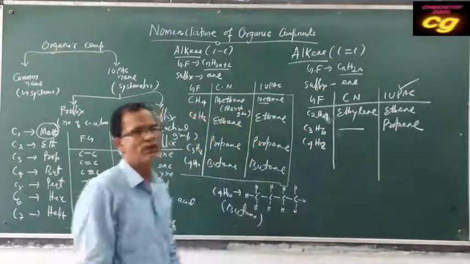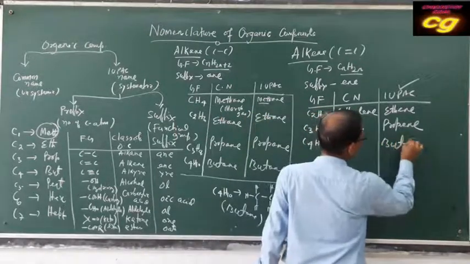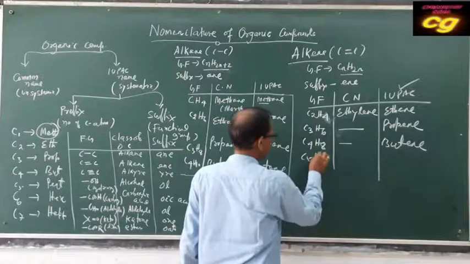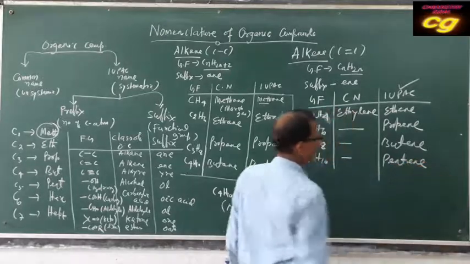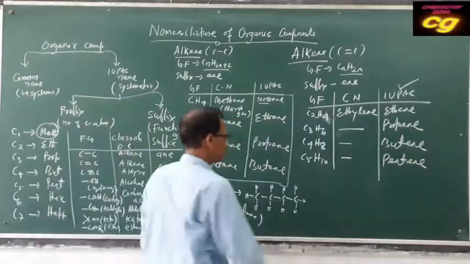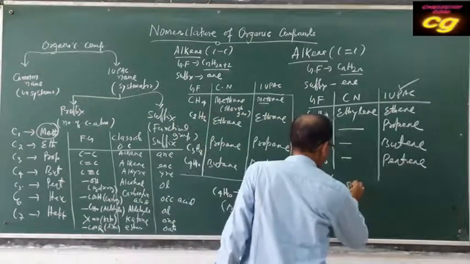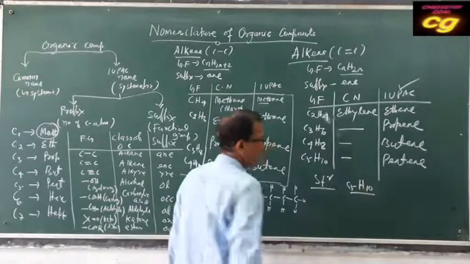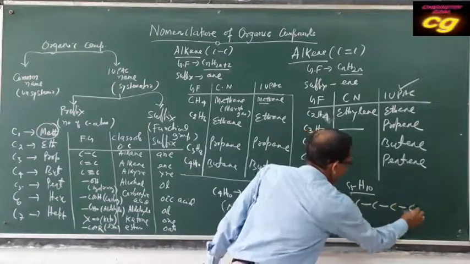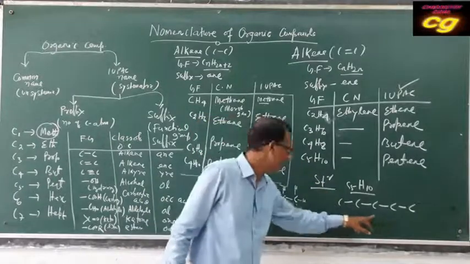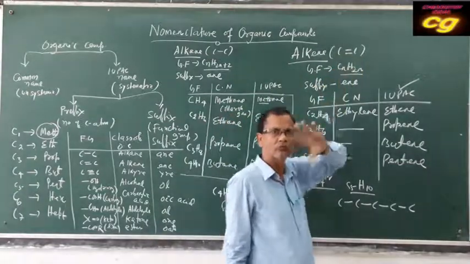Then C4H8. As it has 4 carbon, it is called butene. And C5H10 is called pentene. So what is the structure? Let us take one example, C5H10. For this you have to draw 5 carbon like this. As C5, you take 5 carbon. Then, as it is alkene, it has one double bond.